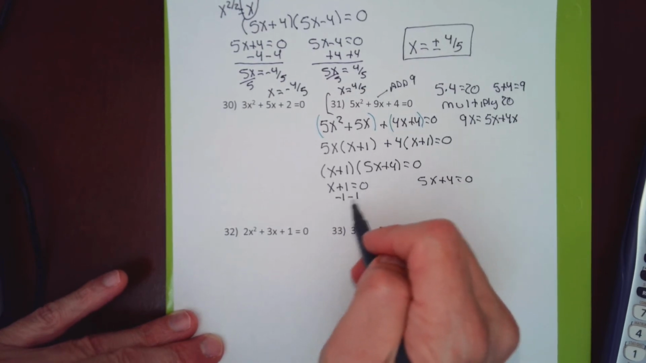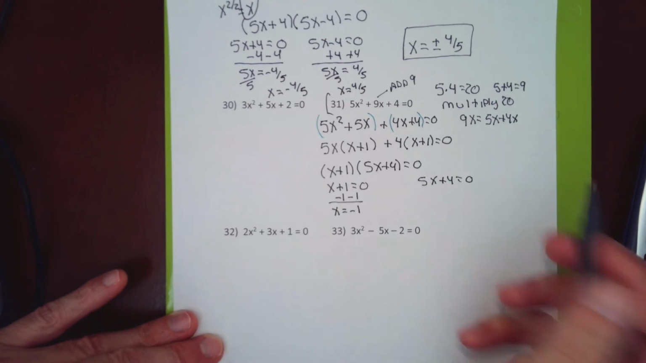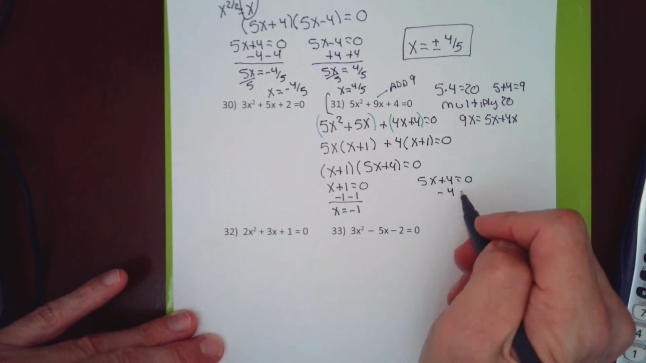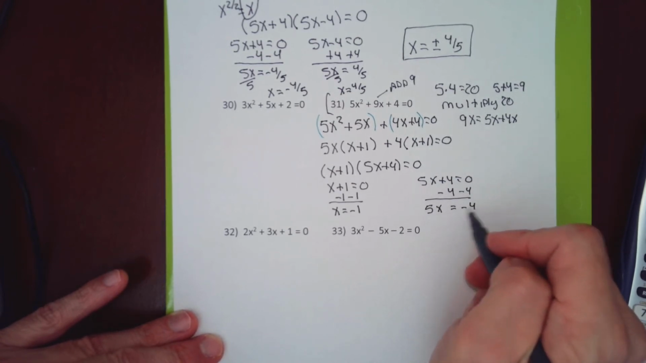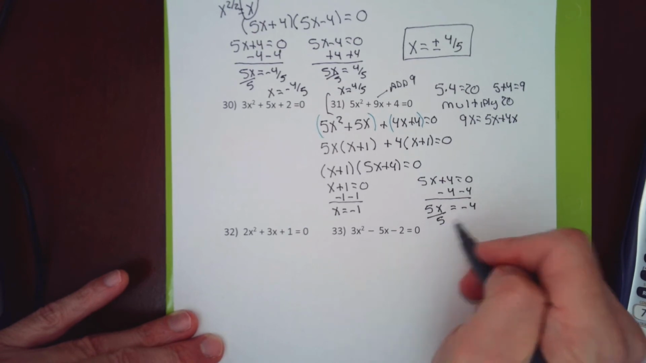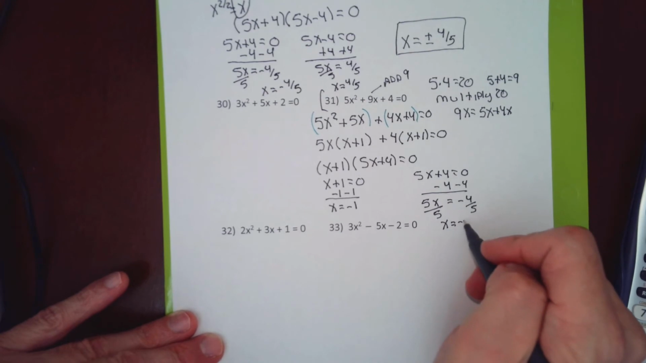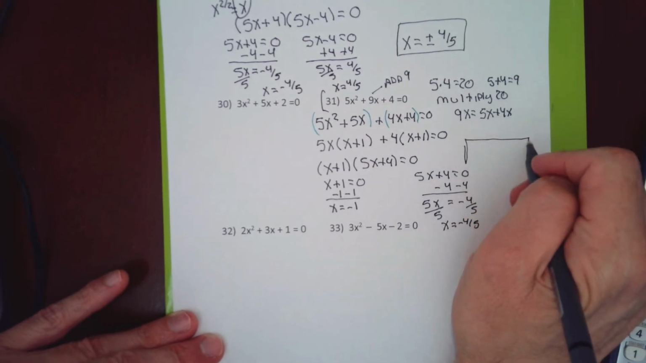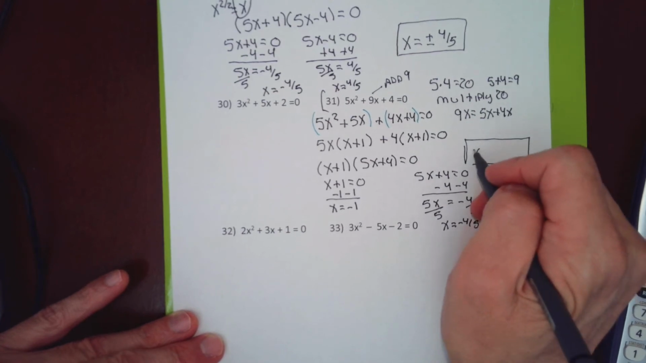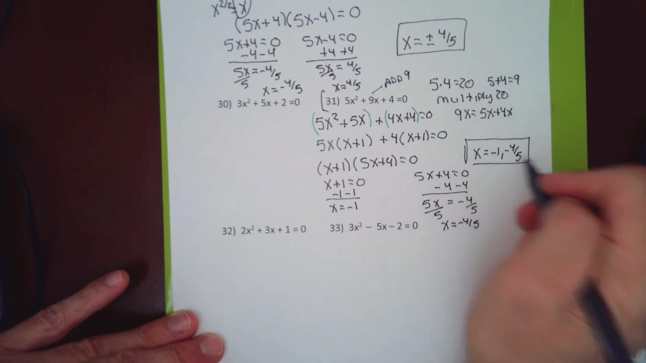For the x plus 1, I subtract 1 from both sides and get an answer of -1 that I'm going to check. For the 5x plus 4, I subtract 4 from both sides and get 5x equals -4. I divide by 5 and get x equal to -4/5. I claim the answer to number 31 is x equal to -1 and x equal to -4/5, but I'm not sure that that's right.